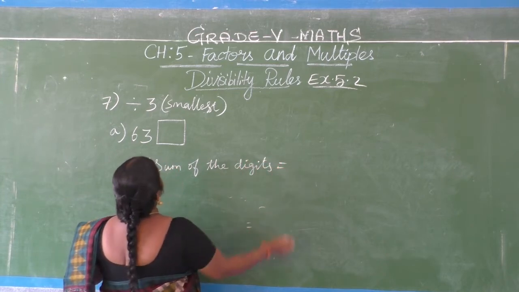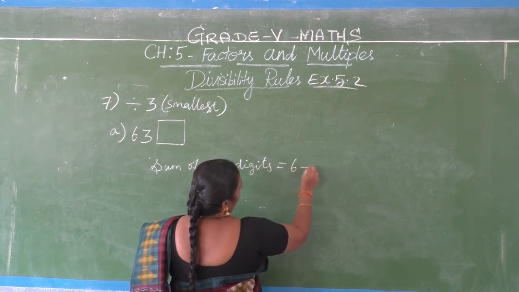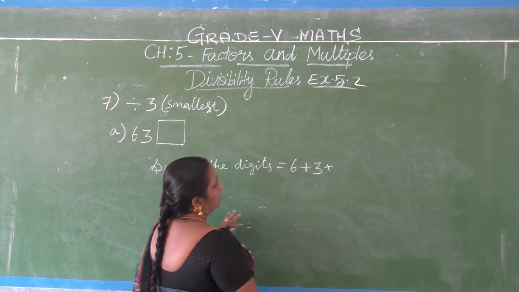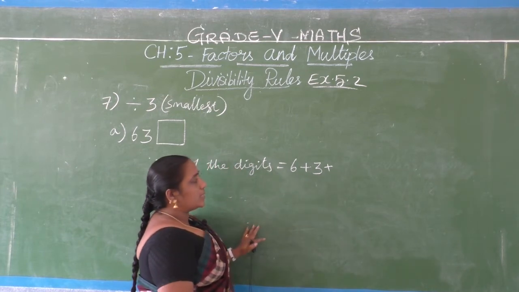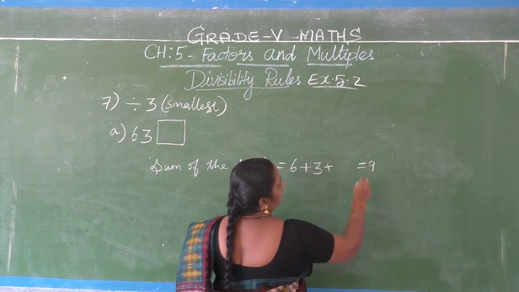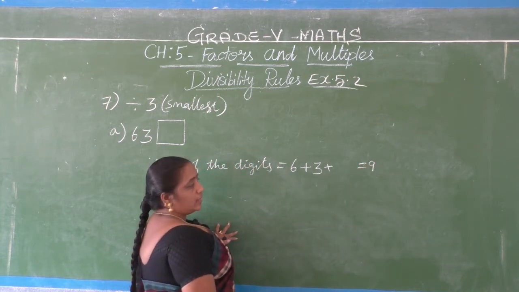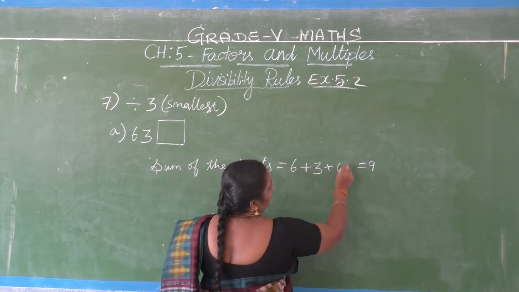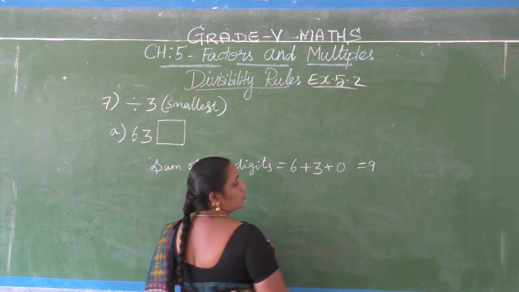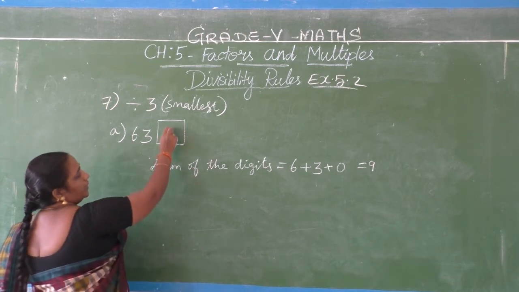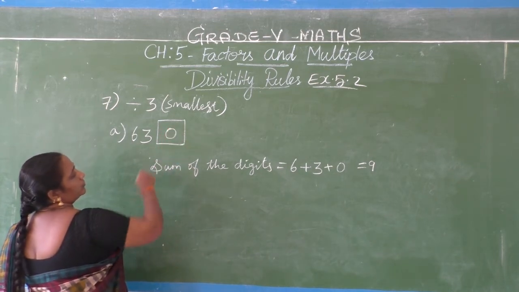See here, the sum of the digits is 6 plus 3. We don't know which number we have to write here. First you check this number. 6 plus 3 means 9 will come. So is 9 divisible by 3 or not? Yes, it is divisible by 3. So what is the smallest number here? 0 only. 6 plus 3, 9. 9 plus 0, 9 only. So therefore the smallest number is 0.